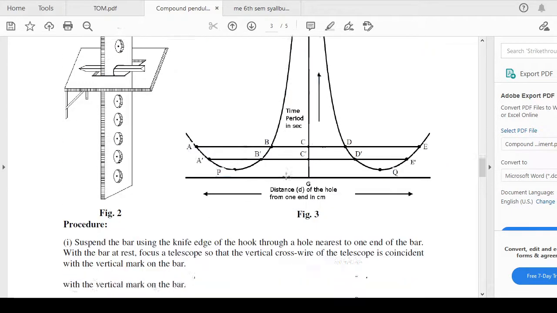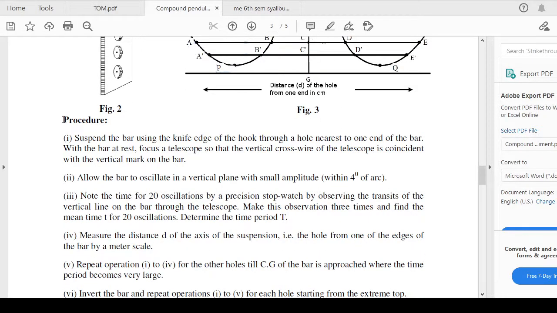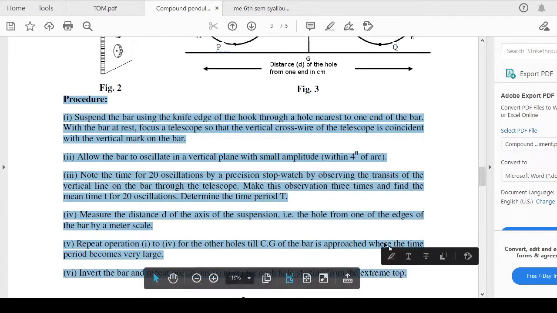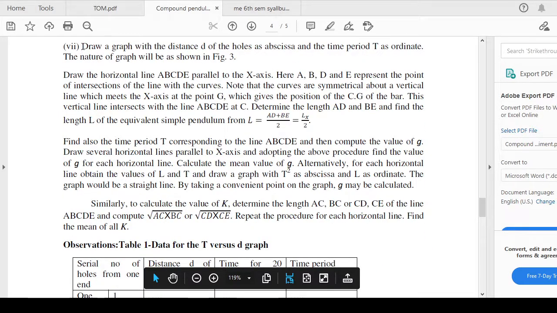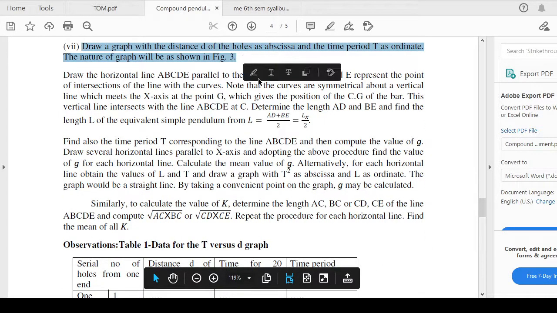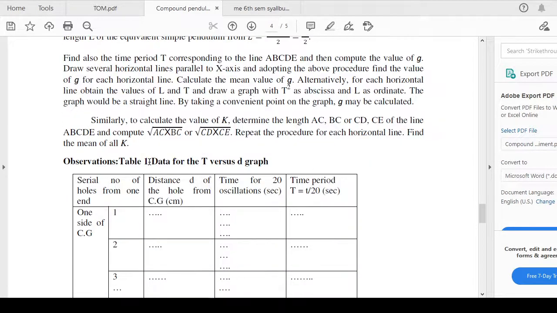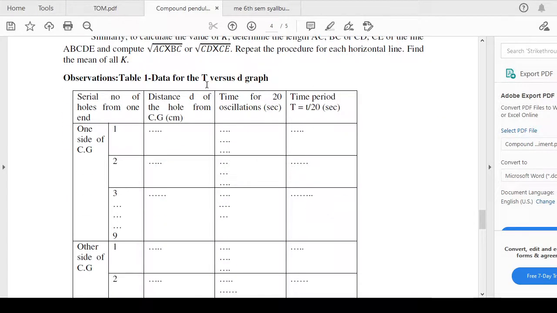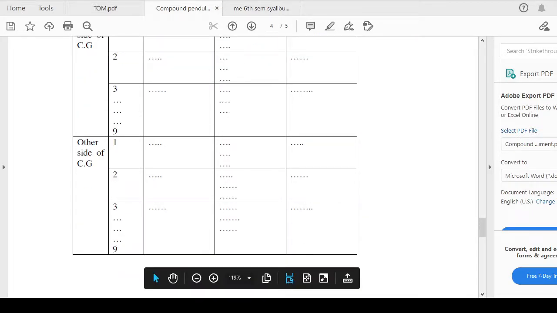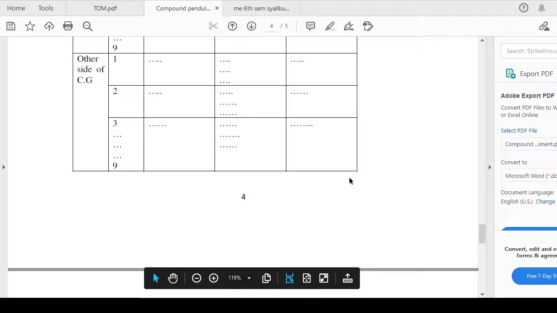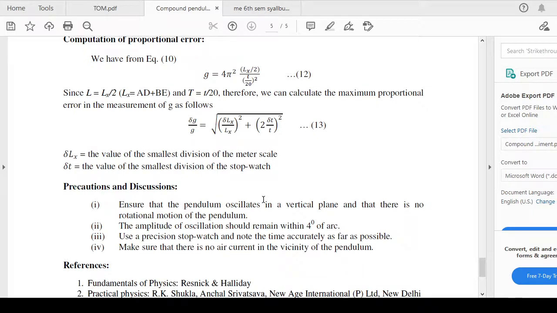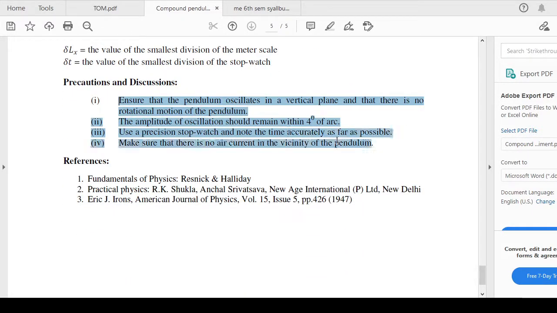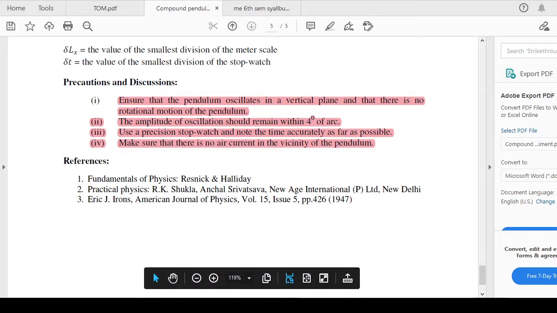In this way you can also derive the relationship between g and k, and you can also develop the graph, which is the procedure you can go through. I will just highlight this for your reference. Go through it, try to perform this experiment and get the data recorded in your book. Whenever necessary you can also plot the T versus D graph, time period versus diameter of the bob, and calculate the values of g and k on the basis of the T and D graph. After that, these are the precautions and discussion you have to note at the end of your experiment. So try to perform this experiment in your lab whenever it is feasible.